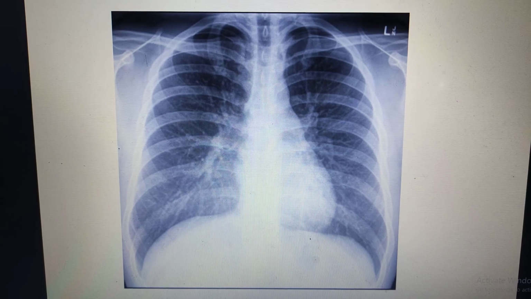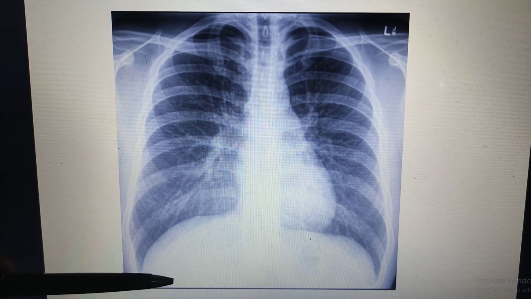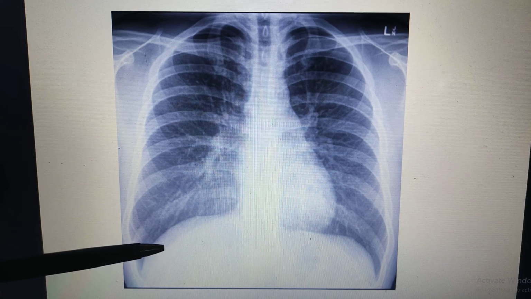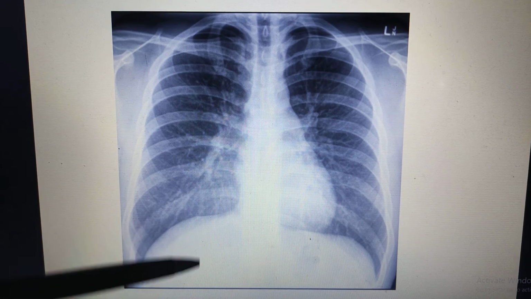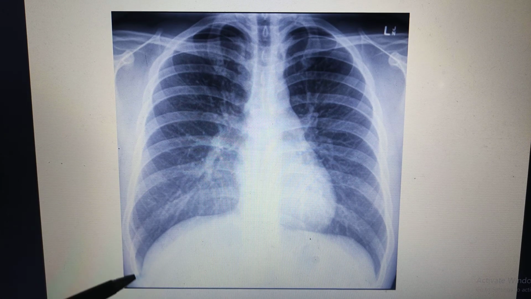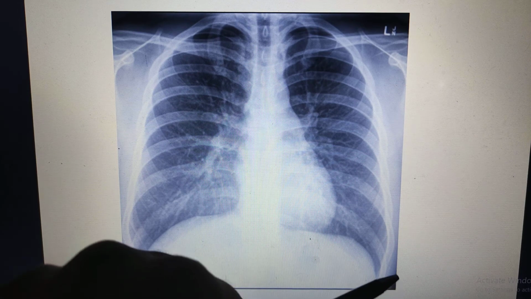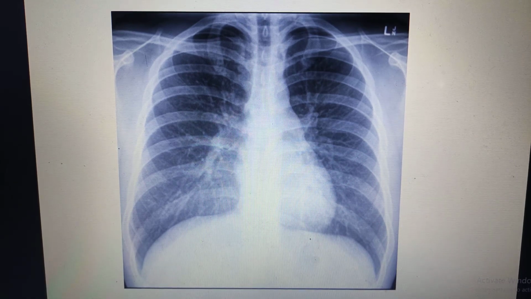Now remember, whenever we're taking this X-ray, we're standing up. Anytime you have fluid in the lungs, due to gravity, this fluid will get accumulated. Remember, fluid will appear as white. So this angle will be obliterated. That means even with a small amount of fluid, the first fluid will be filled in the angles. That is the reason we have to make sure that the angles are sharp.